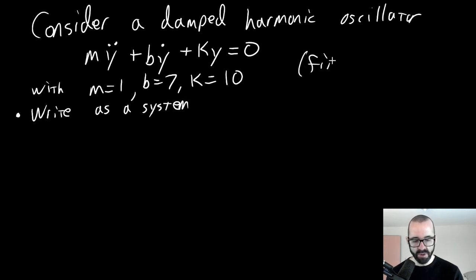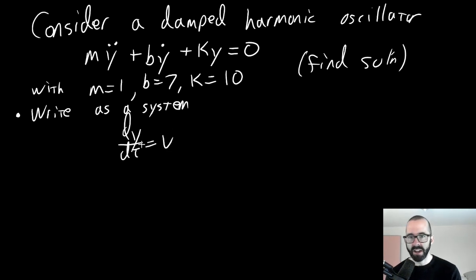All right, we're going to find the solution. First, we're going to write it as a system. And remember, how do we do that? We say that y prime, or y dot, is just going to be this new variable v. Usually this is how we're writing it. Velocity is how position changes. Well, then how does velocity change? Well, dv dt, that's y double prime.